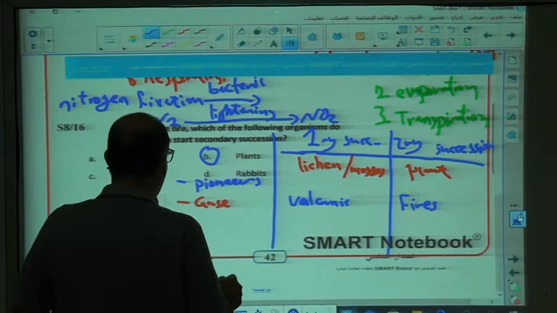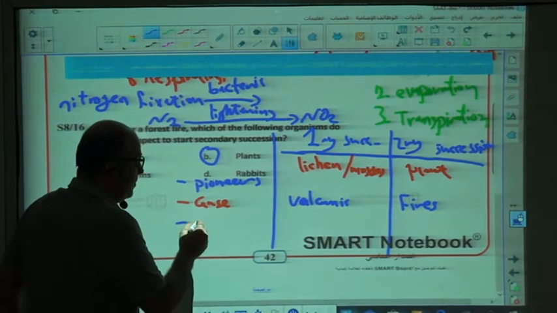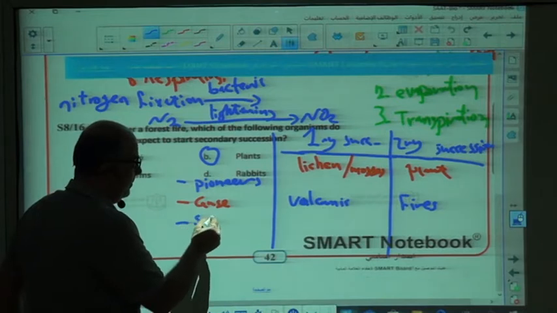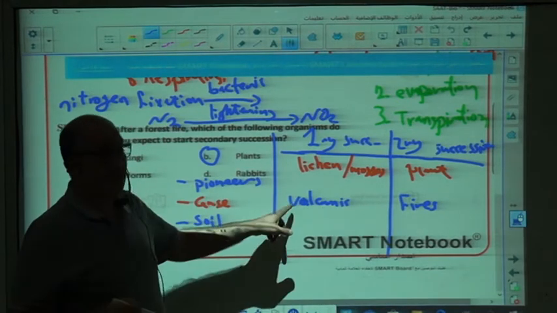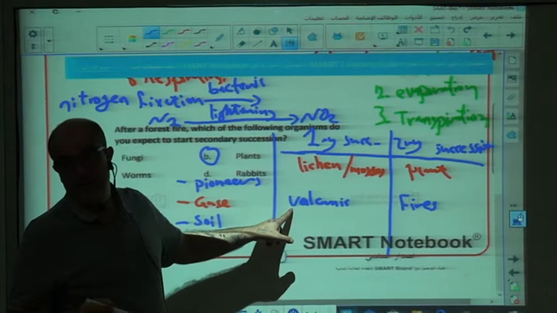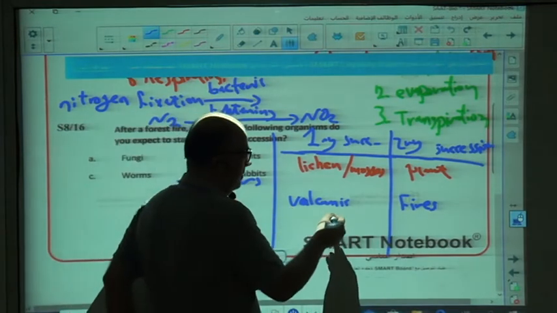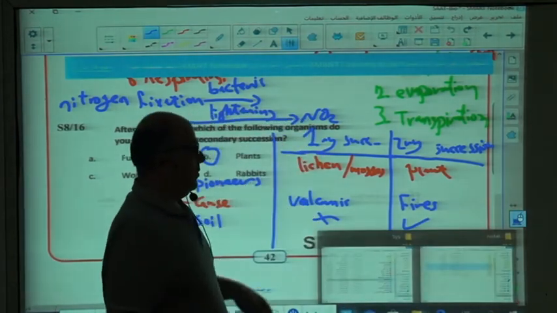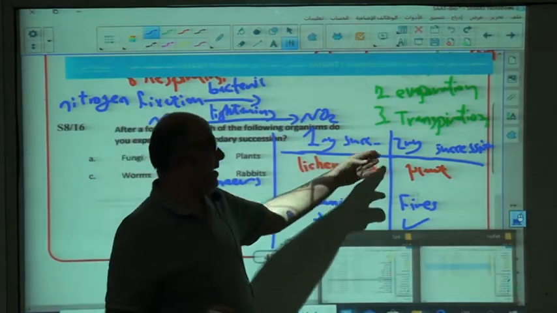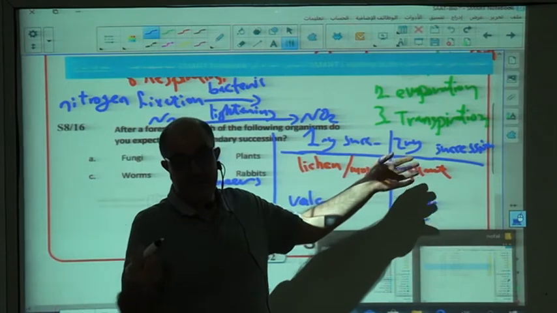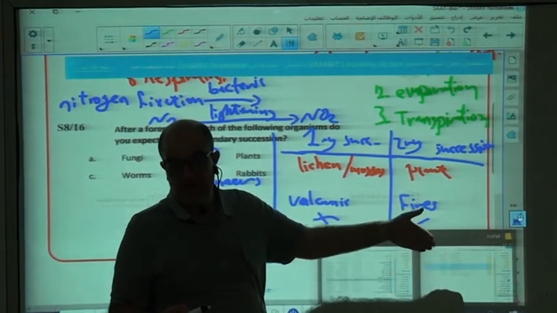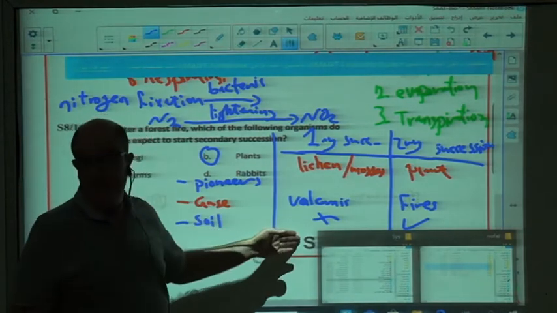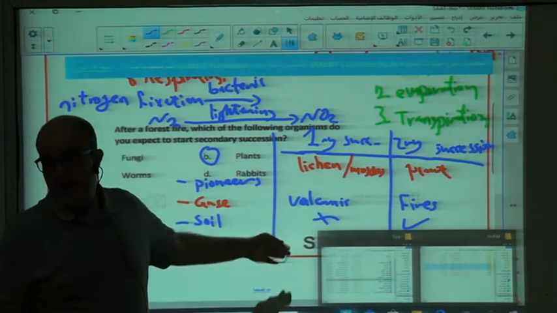Now, where can you find plant soil? Do you have soil after the volcanic eruptions? No. But here we have soil. Because of this, guys, we can find plants or some seeds under the soil after a fire in a forest. But here, guys, we cannot find plants. Okay?